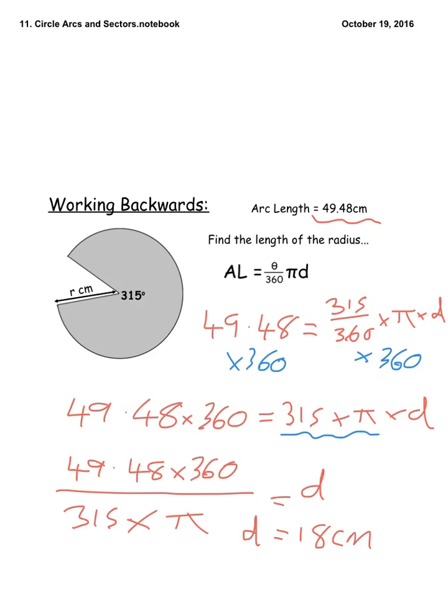We need to be very careful here because our question asks us to find the length of the radius. So far we've only found the length of the diameter. So to find the length of the radius, we need to half that. Our radius is 9 centimeters long.